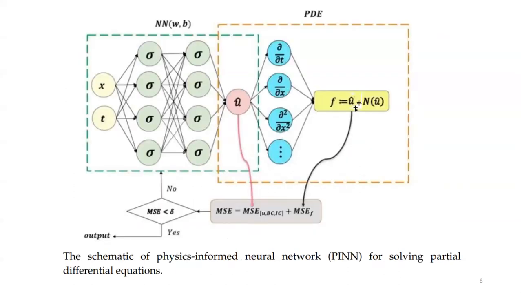Here, you can see the schematic of PINN for solving the partial differential equation. The inputs of the network are x and t, and then after the effect of parameters and also the activation function, the output of the network is u, which is the approximate solution. And then by using automatic differentiation, we obtain the residual. And here, we minimize the loss function, the sum of loss functions. Then the parameters, I mean the weights and biases, are obtained. And this procedure will be continued until the optimal value of the parameters is obtained.